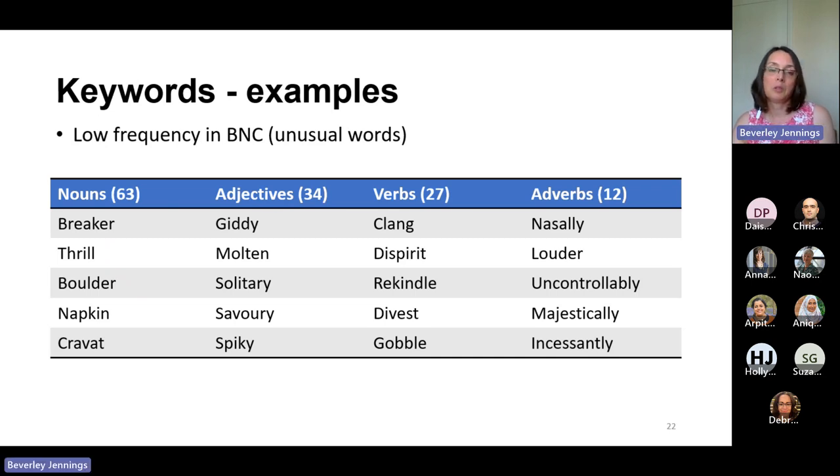Got some easy adjectives, but some that are quite unusual. Giddy is quite an old fashioned word, I think, isn't it? Gobble is a great verb that came up there. And I think majestically is my favourite adverb on there. That's one that's quite often misunderstood by students, who guess what is meant by something that's being described as moving majestically, maybe.